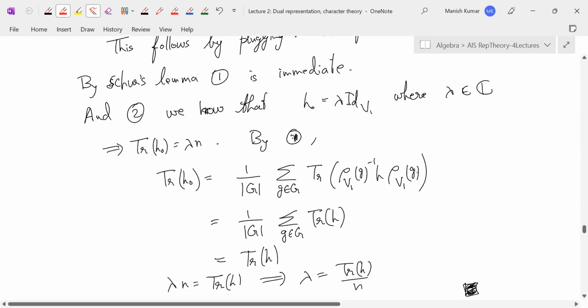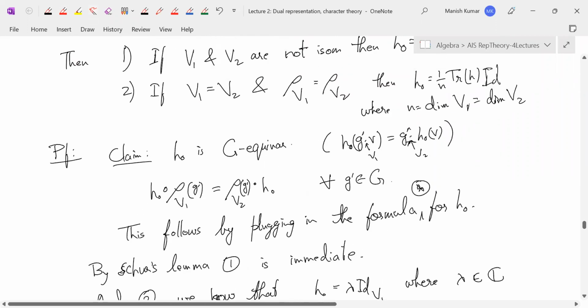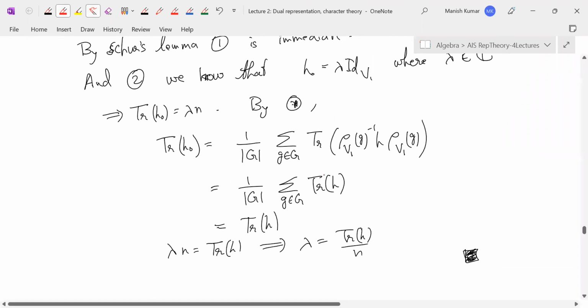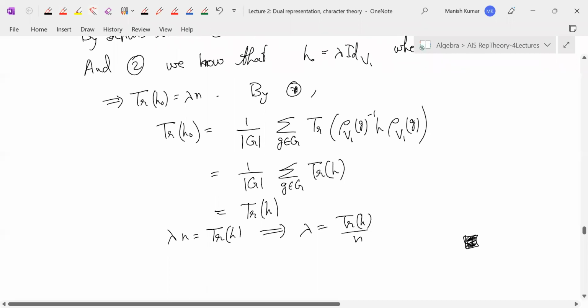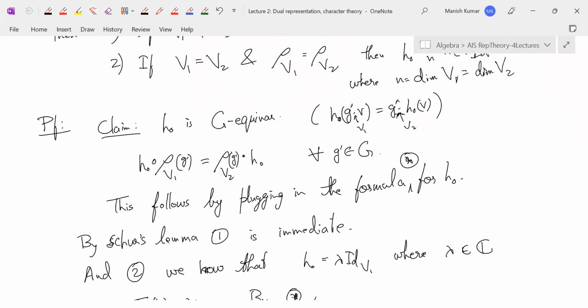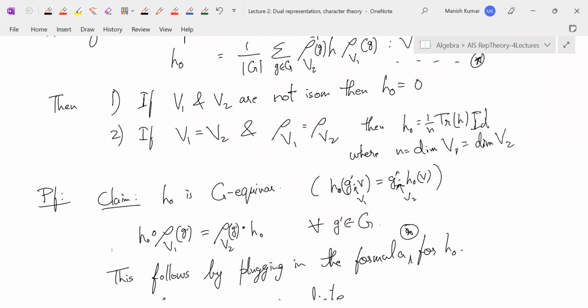But the trace of this composition of three linear maps is just the trace of h, because you do the same trick: you may move rho V1 of g to the other side, and remember now V2 and V1 are the same, so the formula simplifies. You sum it over g and then divide by the size of G, so you get the trace of h. Combining these two observations, lambda times n is the same as the trace of h, so lambda is the trace of h over n. So H naught is just multiplication by the trace of h over n times the identity. That proves this corollary as well.